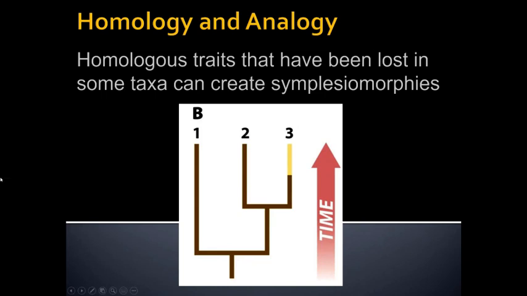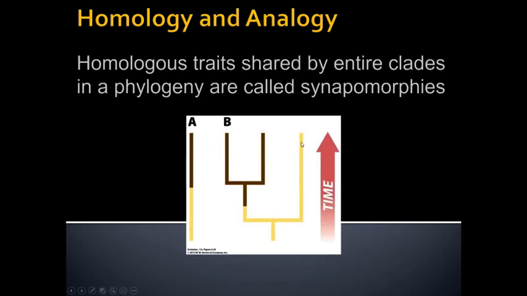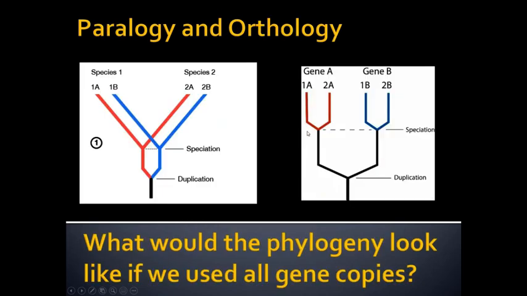So review homology. Make sure you don't confuse it with convergence, which is a type of analogy, right? And make sure you understand symplesiomorphy. Here we have convergence, a trait that happens twice. If it happens once and is lost in some of the descendants, then it is a symplesiomorphy, okay?